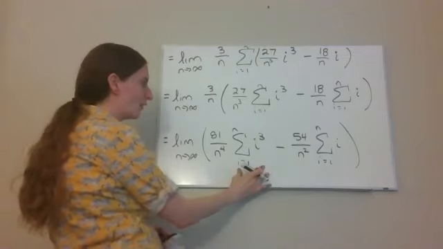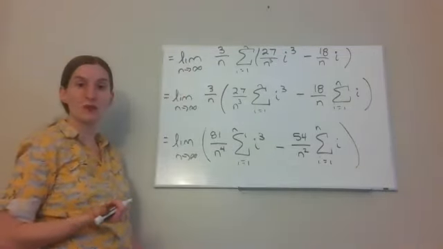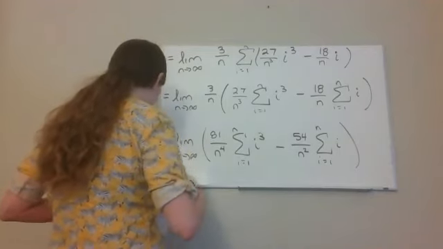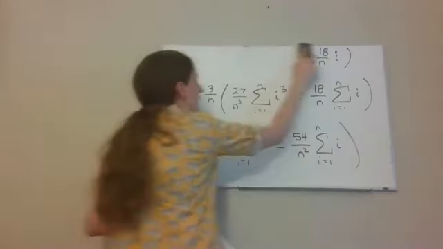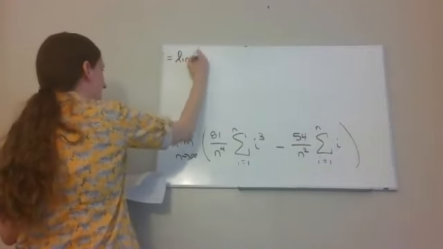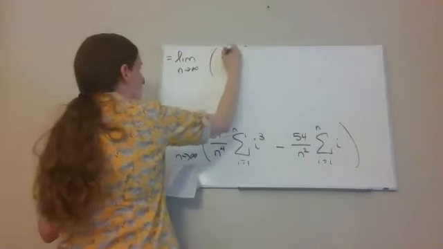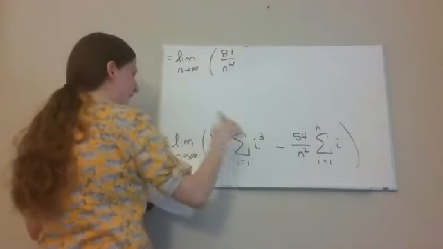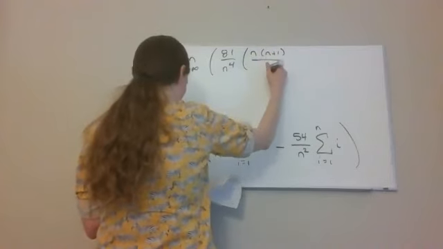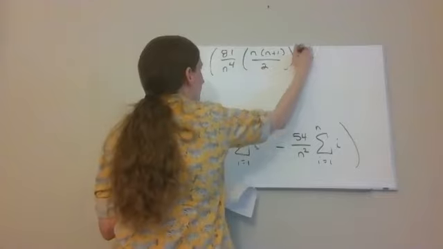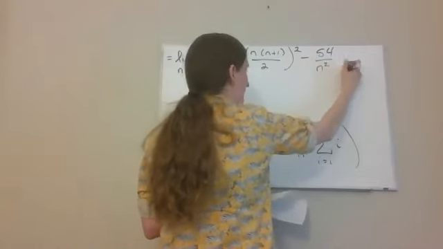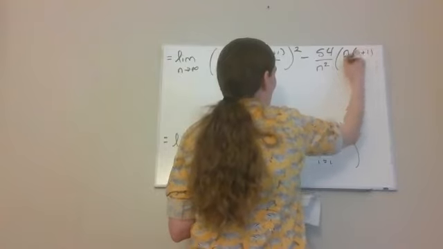Now, this sum of i cubed and this sum of i, those were two of the formulas that we wrote down that come up a lot with Riemann sums. So I'm going to plug in what those values are based on the formulas that I wrote down before. We have a limit as n goes to infinity of my 81 over n to the fourth. That sum of i cubed is equal to n times n plus 1 over 2, and the whole thing squared. And for my other guy, I have 54 over n squared, and that sum of i is equal to n times n plus 1 over 2.